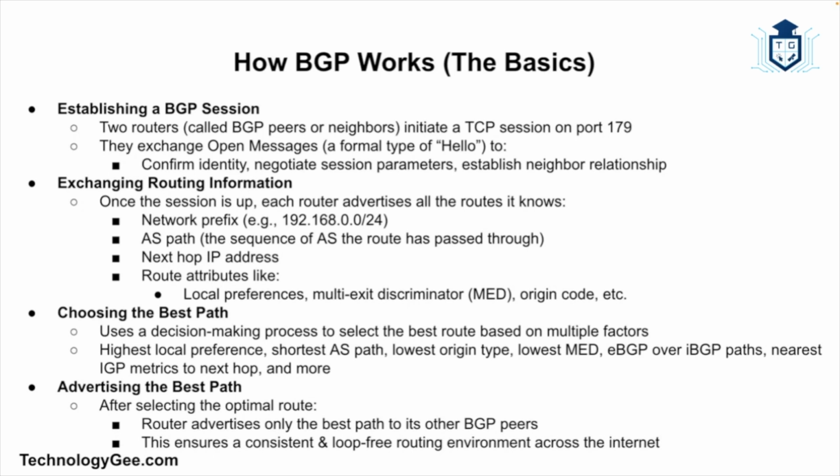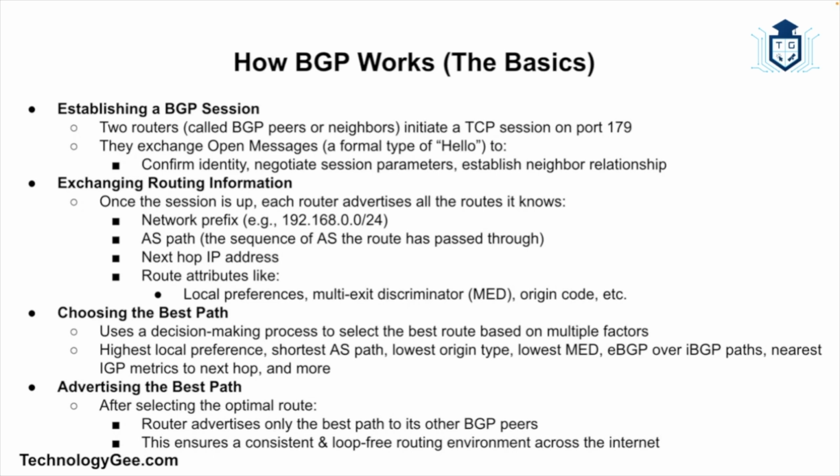All right, so let's talk about exactly how does BGP work. So here's a step-by-step breakdown. The first step is establishing a BGP session. And basically you have two routers called BGP peers or neighbors, and they establish a TCP session on port 179. And then they exchange hello messages, which are technically called open messages, and confirm their identities.